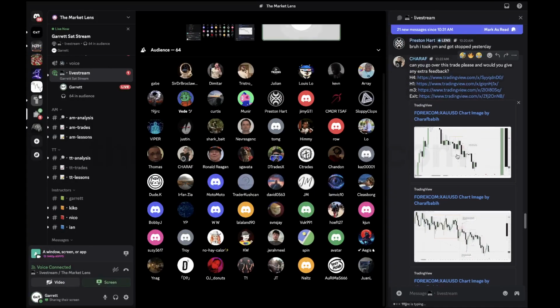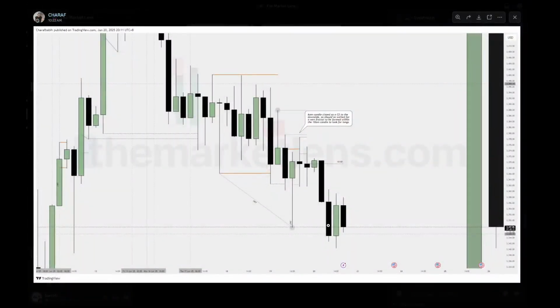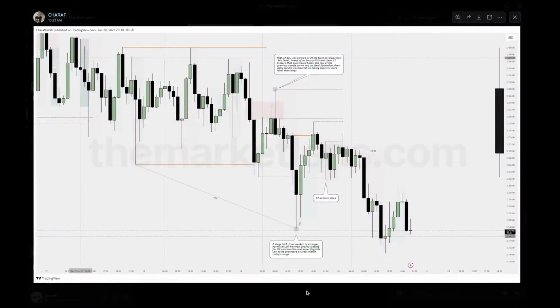You can go over this trade, please, and give extra feedback. What asset is this? So this is not an SMT that I would deem relevant. Why? Because we created the SMT here with this low. You see it had no respect for it. You see that? It had absolutely no respect for it. So typically I would not view this as an SMT. But I need to see what asset this is so I can actually go look. Is this gold? Looks like gold this week. It looks really bad.